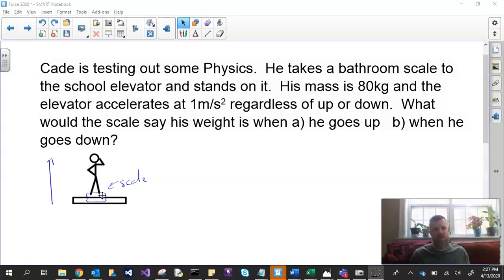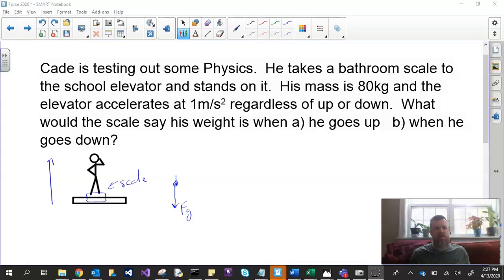So if you were standing on a scale in an elevator, when it started to go upward, you would want to stay in place because of Newton's first law. So the scale would get pushed down and would read a higher number. So the question is, what would the scale actually say? So it's the same scenario as the other questions. I still have the free body diagram, which is, in this case, Cade.